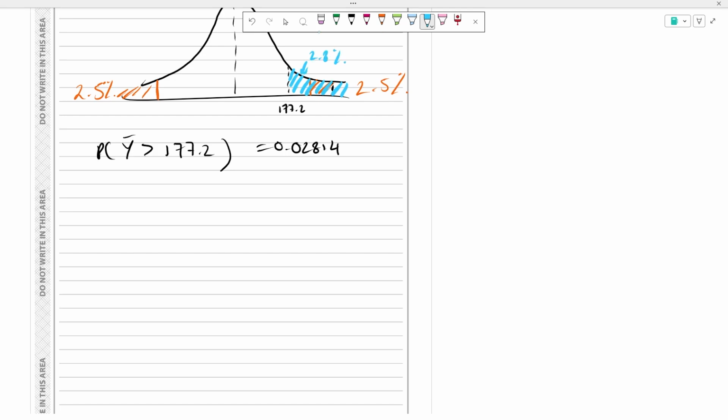Well, you can see that's bigger than 2.5%. If it's bigger than 2.5%, it's not in our significance level. Okay. Therefore, we cannot reject H0. We cannot, or you can say accept H0. Okay. We have insufficient evidence to support its claim.